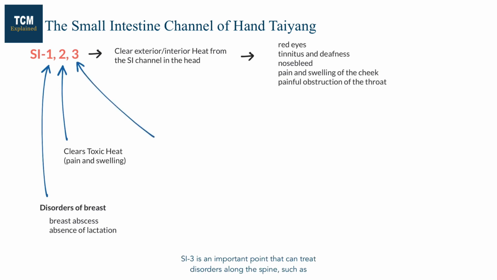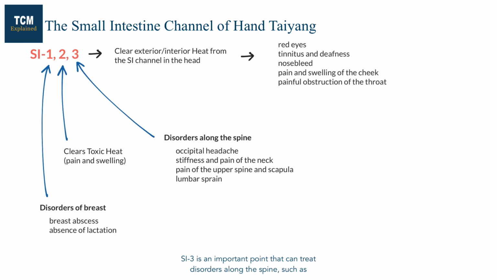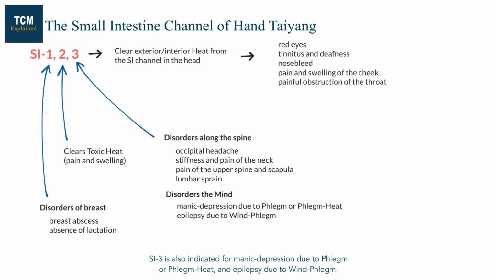SI3 is an important point that can treat disorders along the spine such as occipital headache, stiffness and pain of the neck, pain of the upper spine and scapula, and lumbar spine. SI3 is also indicated for manic depression due to phlegm or phlegm heat and epilepsy due to wind phlegm.